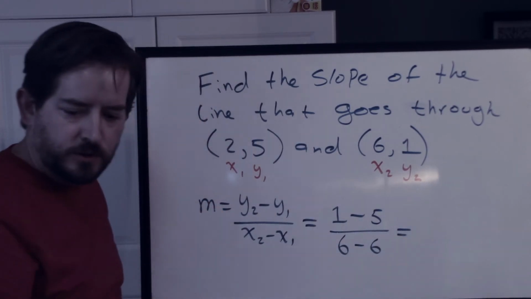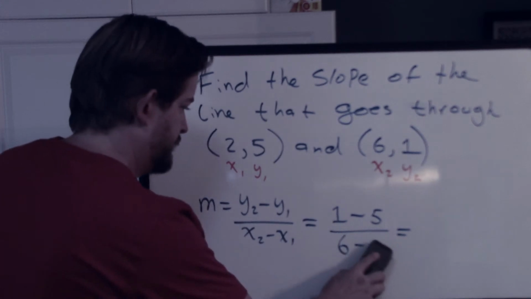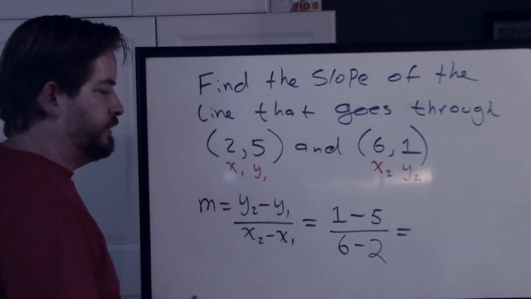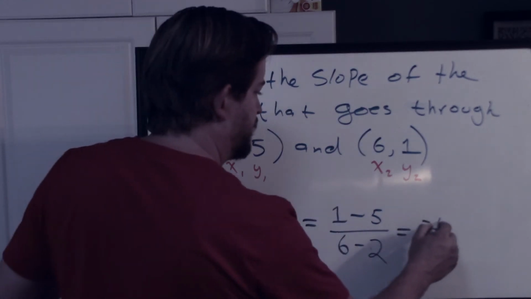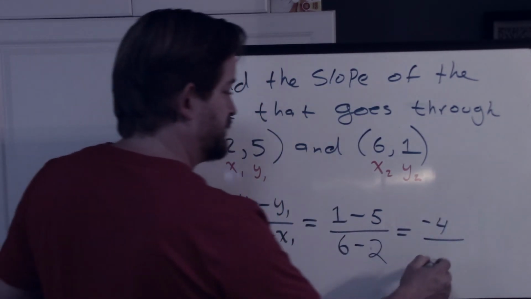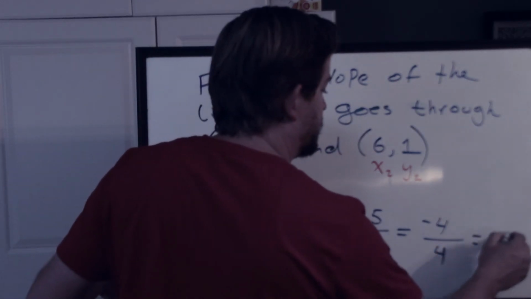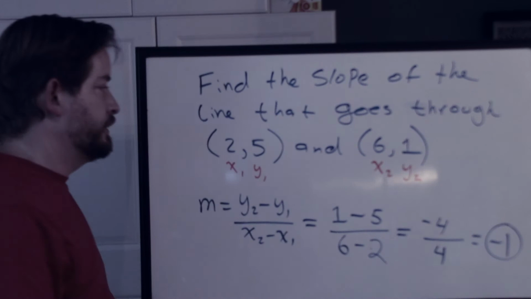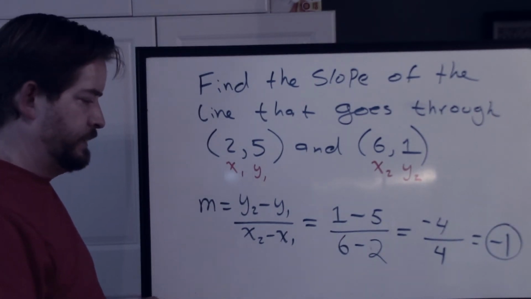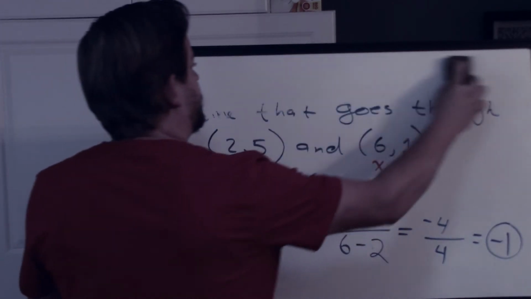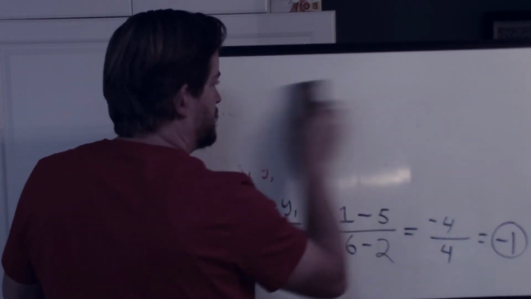That's a weird looking 2. Real 2, right? Not that fake one. 1 minus 5 is -4. 6 minus 2 is 4. -4 divided by 4, that's just -1. So my slope is -1. Good. Okay.